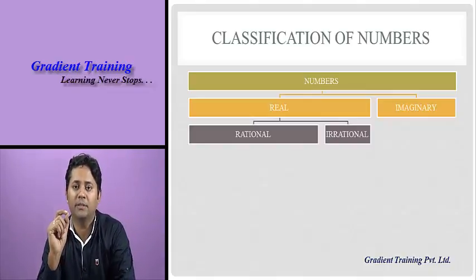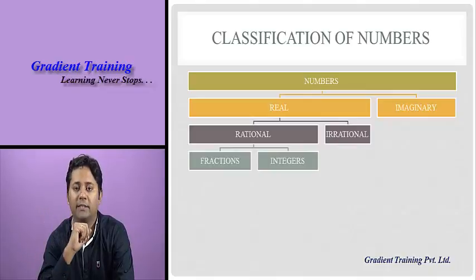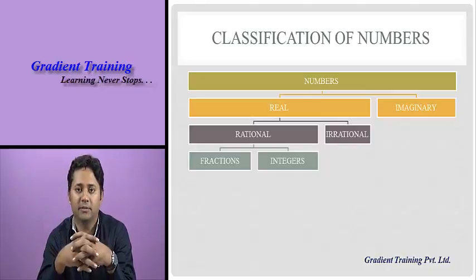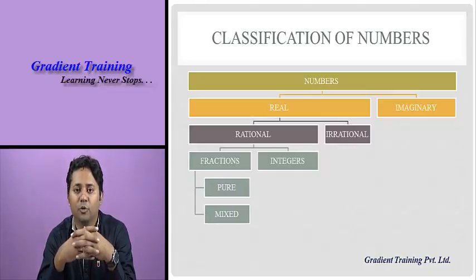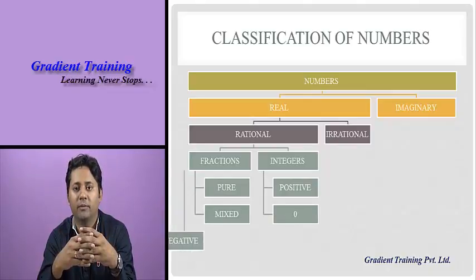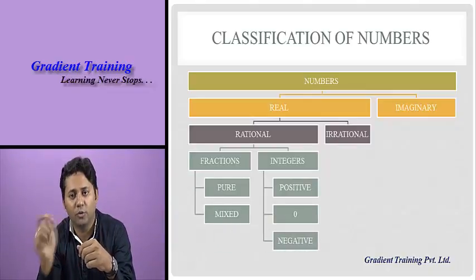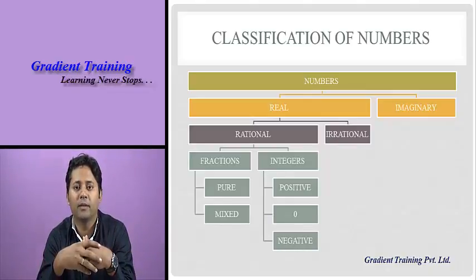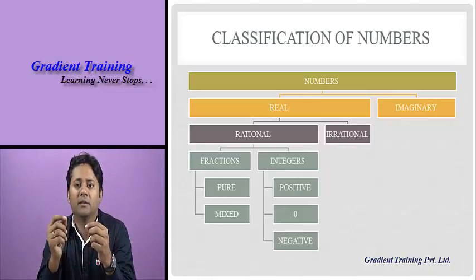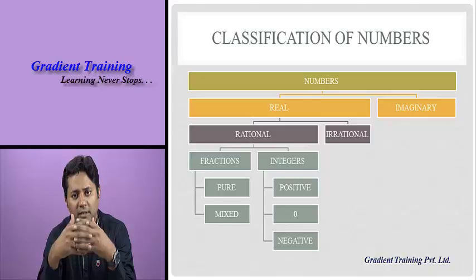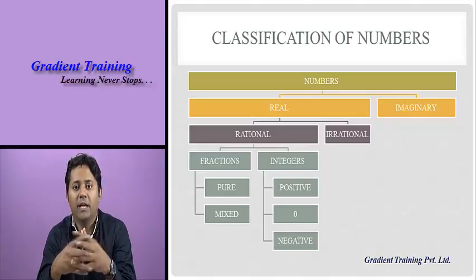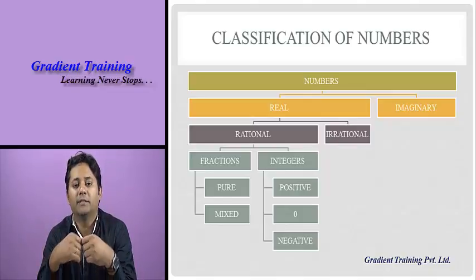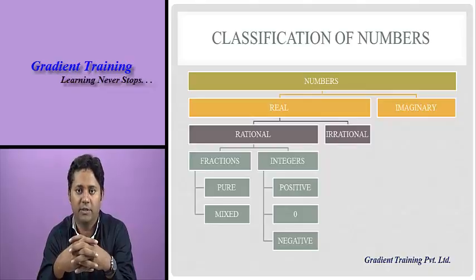Friends, rational numbers can be classified into two broad categories again. They are integers and fractions. Integers are those rational numbers in which the denominator is 1, and fractions are those rational numbers in which the denominator is other than 1, and obviously it should not be 0. So 81 by 17 is a fraction, and 81 by 3 is an integer, because 81 by 3 in its basic form is actually 27, which is an integer.